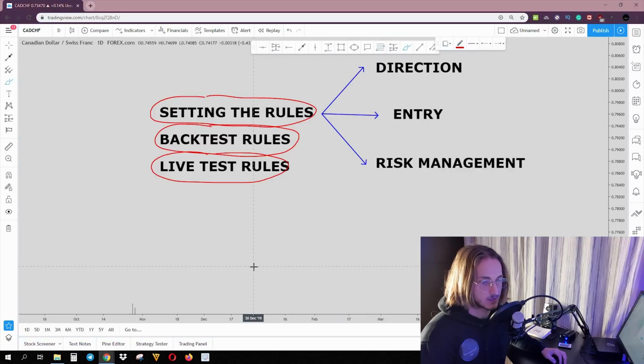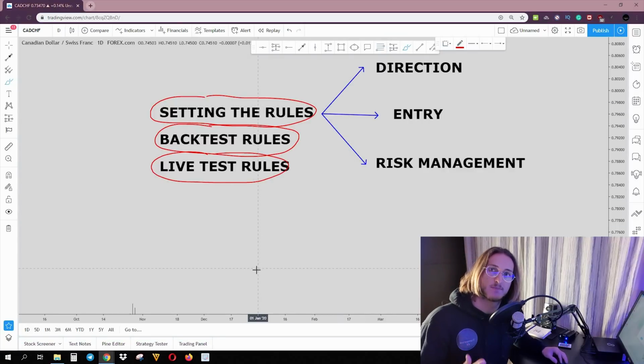This is basically what they start doing. They have a strategy, okay? They start trading the strategy. They never tested it, okay? They start trading the strategy.